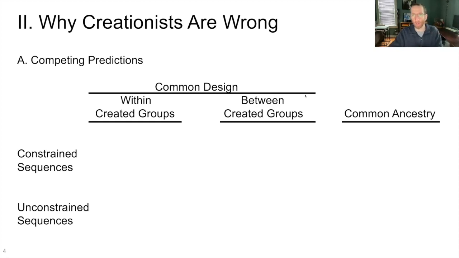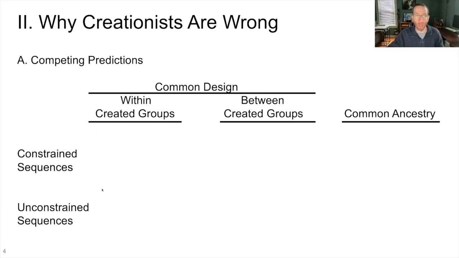Within each of these, we're going to look at constrained sequences, sequences that are constrained at the nucleotide level, where the sequence of the bases actually matters. And then we'll also look at unconstrained sequences, where the actual sequence of A's, T's, C's, and G's doesn't matter for whatever reason. So let's look at what we expect within these different models.